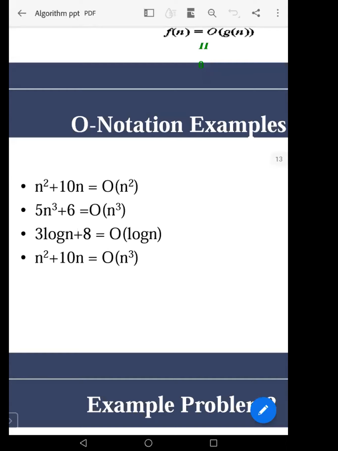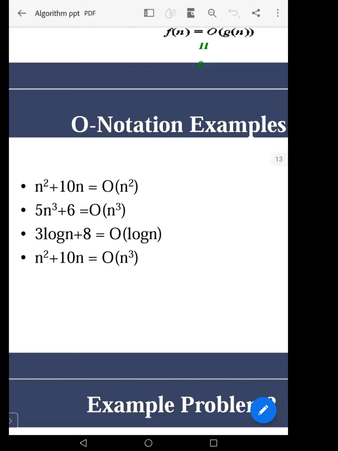So for this function it is big O of n square. If it is any function like 5n cube plus 6, then it is big O of n cube. Then 3 log n plus 8 is big O of log n. If it is n square plus 10n, then normally it is big O of n square. The last one is also big O of n square.